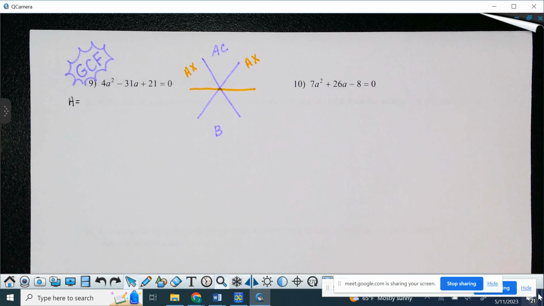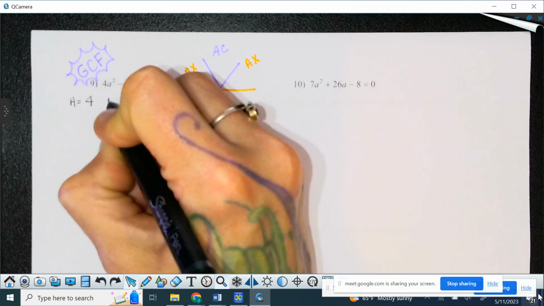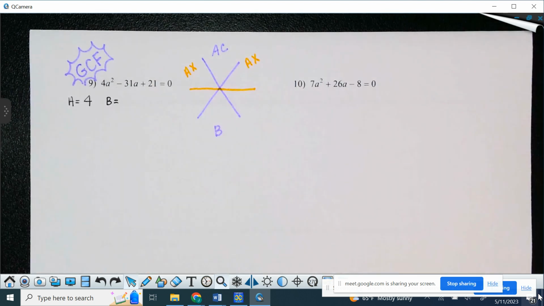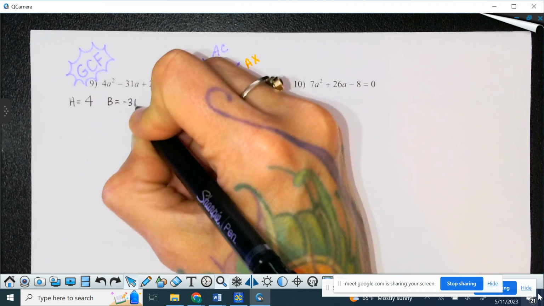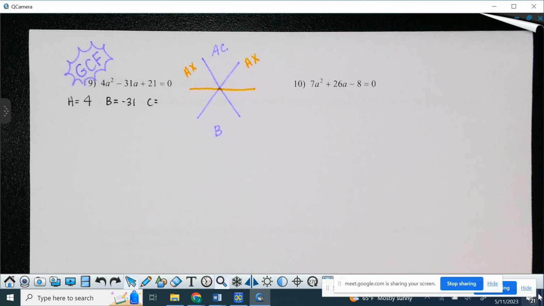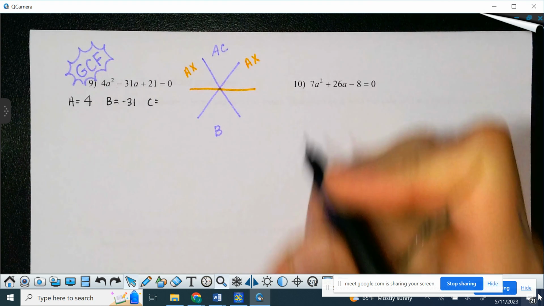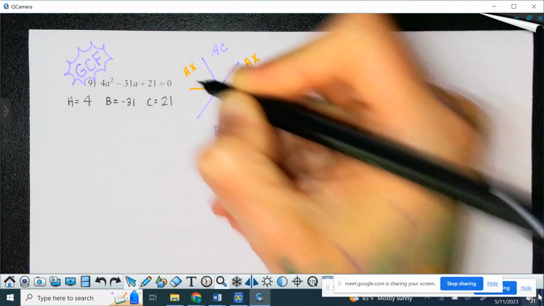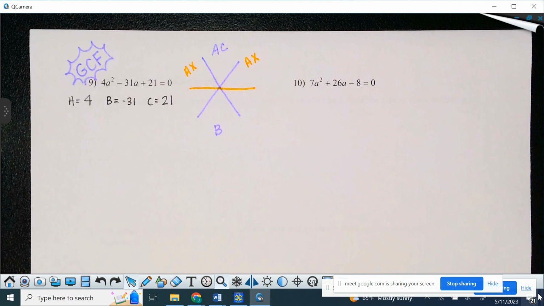4. Perfect. What is the value of B? Negative 31. Excellent. What is the value of C? Good, good, good. All right. What is A times C?